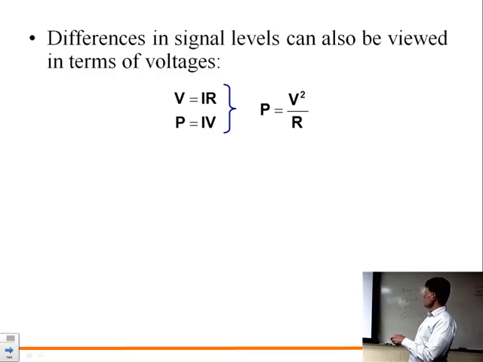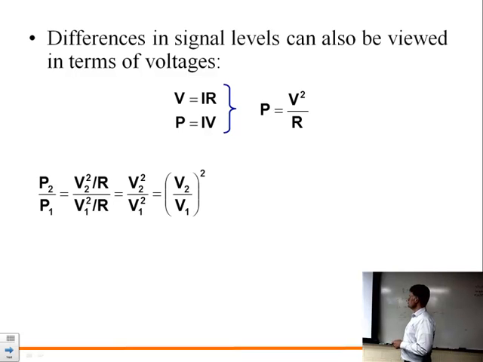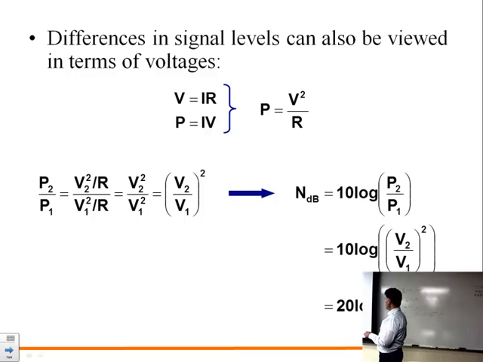All right, I got to go a little bit over, but we're almost done. So differences in signal levels can also be viewed in terms of voltages. So if I have a voltage going across a resistor in a wire, the power being dissipated is proportional to the square of the voltage, the resistance being constant, say. So if I have 2 voltages, the ratio of the power is going to be the ratio of the voltages squared. So the decibel difference in power is the log of the ratio of the powers, but that's the ratio of the voltages squared. Now, using the power rule, this 2 comes outside, and the 10 turns into a 20.